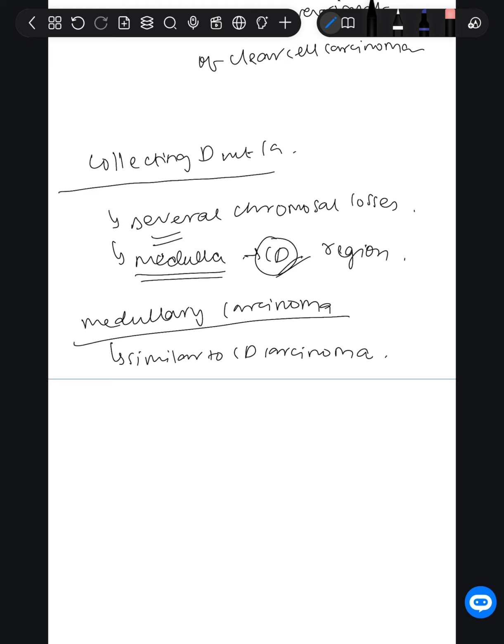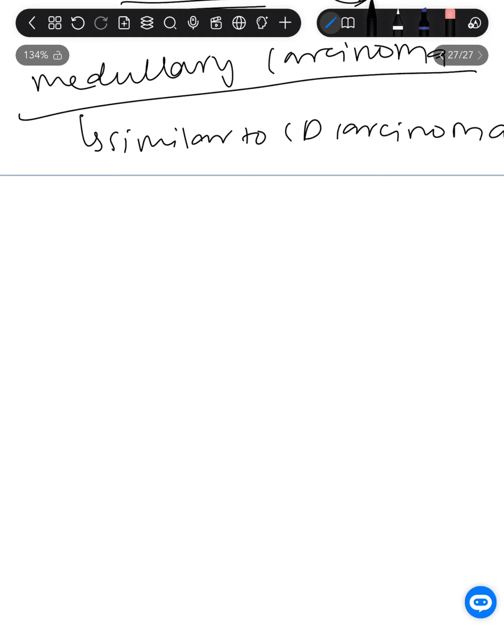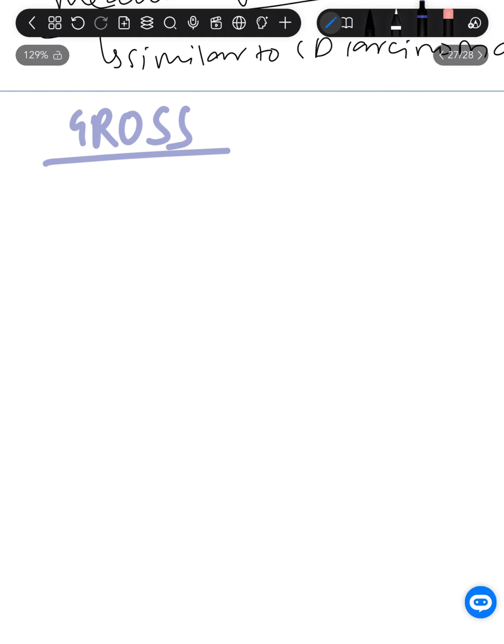But there is a difference in gross, which we'll study when we are studying gross. So without any further delay, I'll move on to the gross of clear cell carcinoma, which is important. We'll study everything in this manner. Before that, I would really like you to revise a bit.